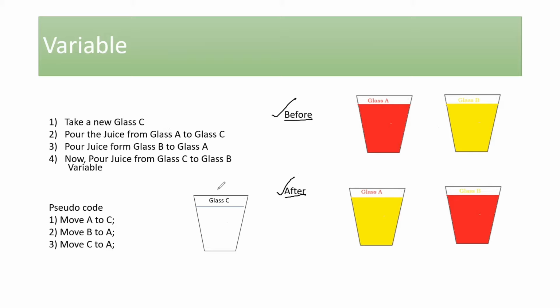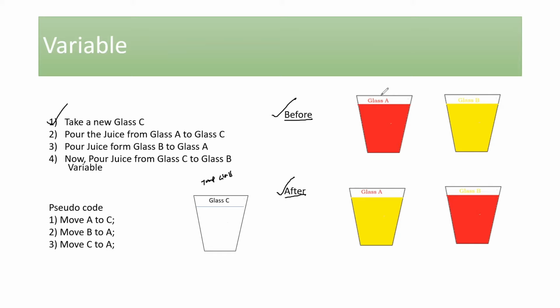Now I've taken this glass C as a temporary glass, or you may call it glass C for this example, so that we can proceed with interchanging the liquids. The first step in this process is taking a glass C, which we have already discussed. Step number 2 is to transfer the liquid that is in glass A out of it.